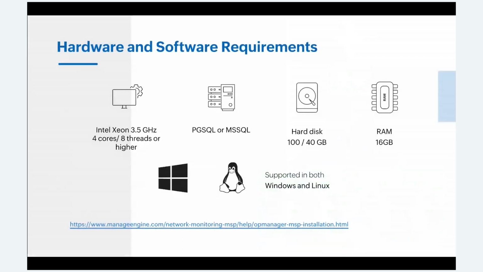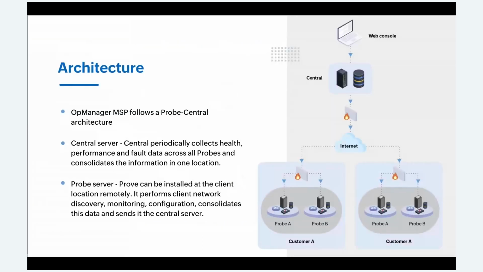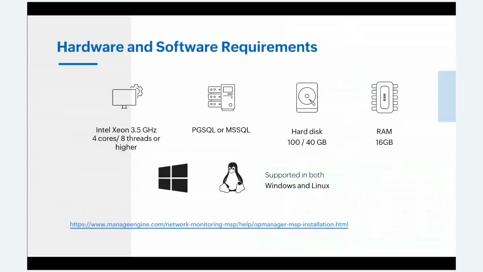The probe server acts as a polling engine. It monitors the routers, switches, firewalls, servers, and other networking devices for faults and performance. It generates availability, health, and performance reports, and the probe server periodically synchronizes data with the Central server to stay updated. This is all about architecture.